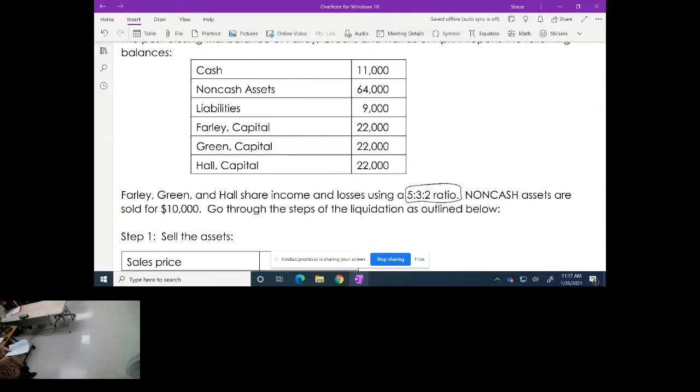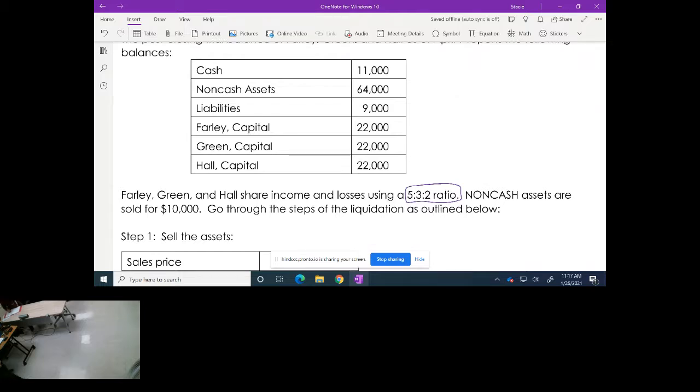So what would that look like? How much allocation for each partner? What's the total? 10. So Farley gets 5 out of 10, Green gets 3 out of 10, Hall gets 2 out of 10. And if you're quick with the tenths, you can do percentages: 50%, 30%, 20%.